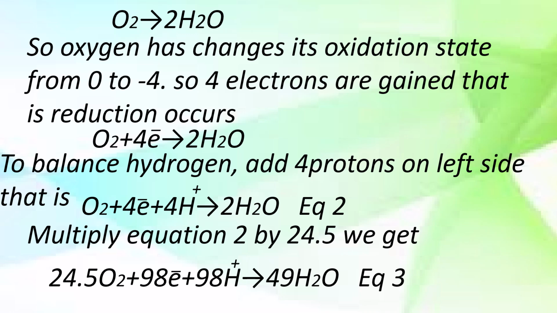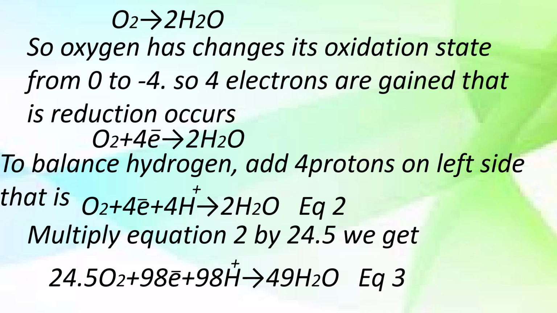Now we will balance hydrogen. To balance hydrogen, add 4 protons on left side. That is oxygen plus 4 electrons plus 4 protons gives us 2 water molecules. This is equation number 2.